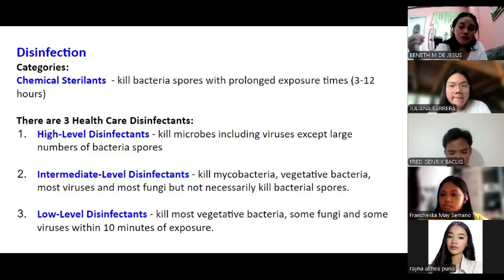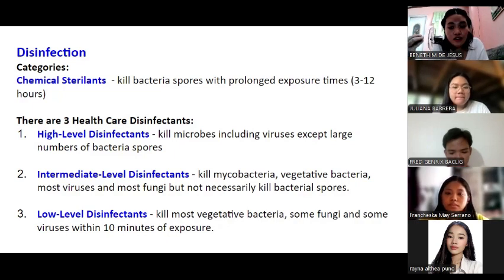So handling intermediate level disinfectants requires care, correct dilution rates, and proper personal protective equipment including mask, gloves, yung mga PPE. Kailangan natin yon para maprotektahan tayo.